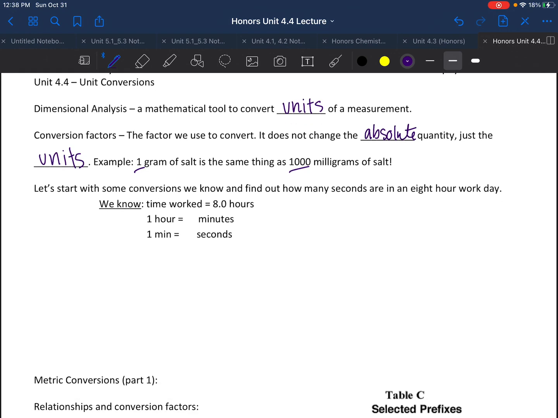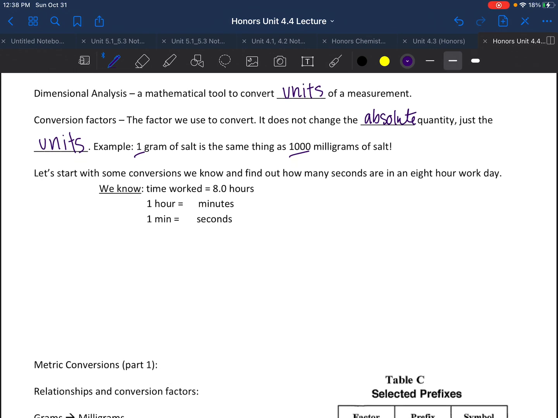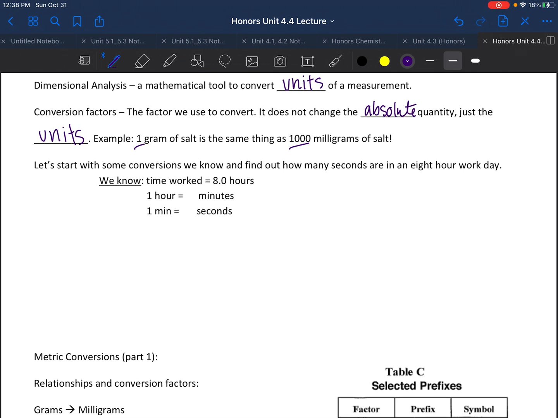So I wanted to start off with conversions that we know, something that you guys could do without my help, but just explain a little bit how the work and setup should look. We're going to find out how many seconds are in an 8-hour workday. And we're going to do a couple conversions here instead of going straight from hours to seconds. You should be able to tell me that in 1 hour we have 60 minutes. In 1 minute, we have 60 seconds.